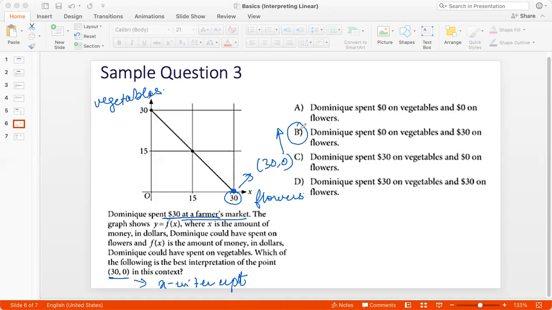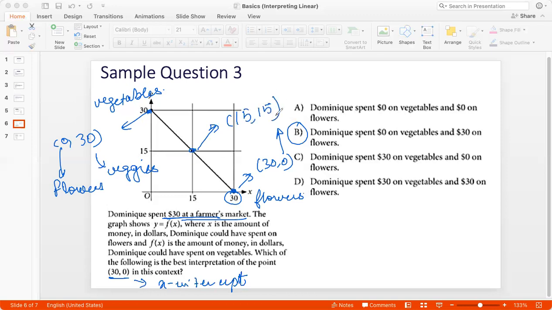Option B, right? What is the best interpretation of the y-intercept? For the y-intercept, she spent nothing on the x value, which means she spent nothing on flowers, and she spent all $30 on vegetables, right? What is the best interpretation of this point, (15, 15)? This means that of the $30, 15 was spent on flowers and another 15 was spent on veggies. So you see, it's very straightforward if you understand what the x value and the y value are representing.